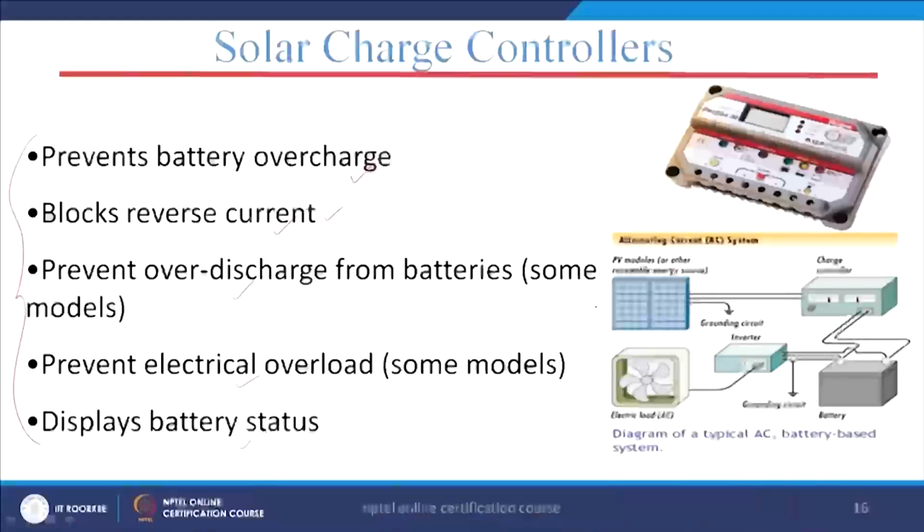You can see in this figure also we have displayed it very clearly. We can see here that these are the PV modules, and this is our charge controller, and from the charge controller the output comes to the battery, and from the battery it goes to the inverter, and from the inverter the AC output power goes to the AC loads. That is how this circuit is.